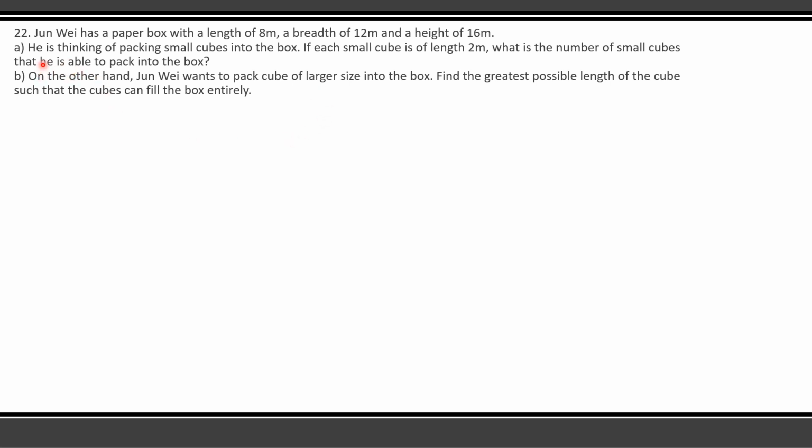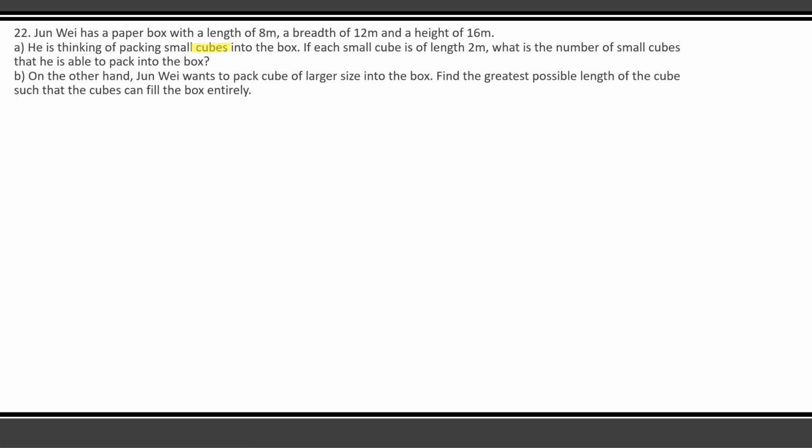Now, what Jun Wei is thinking of is packing small cubes into the box. If each small cube is of length 2 meters, what is the number of small cubes that he is able to pack into the box? Now he wants to pack small cubes. He is now talking about cubes, right? For a cube, we know that the length, the breadth and the height are the same. The lengths are always the same in a cube.